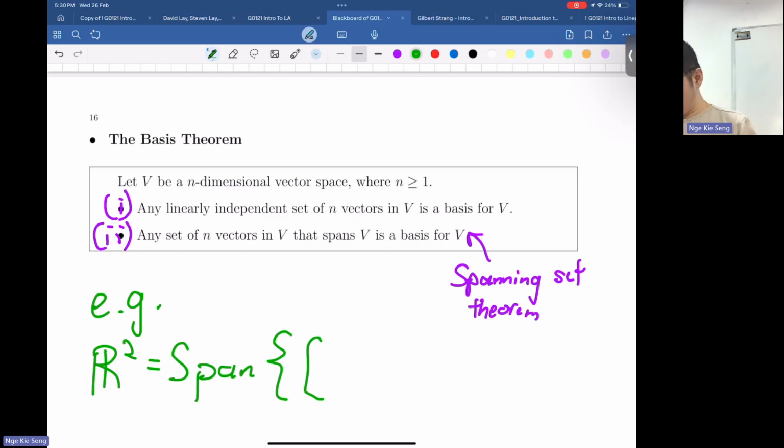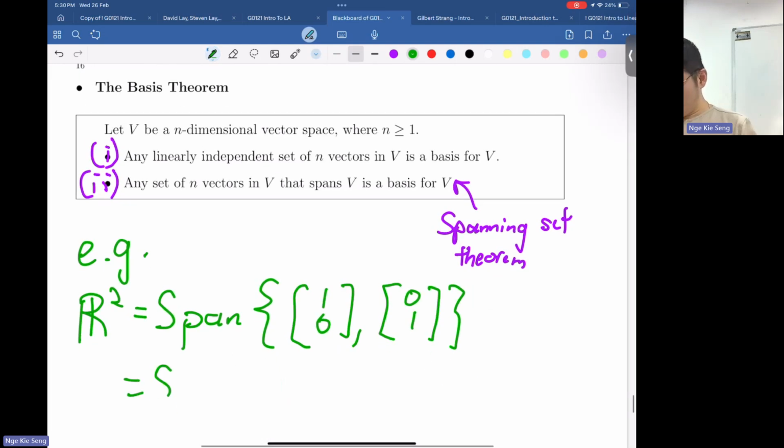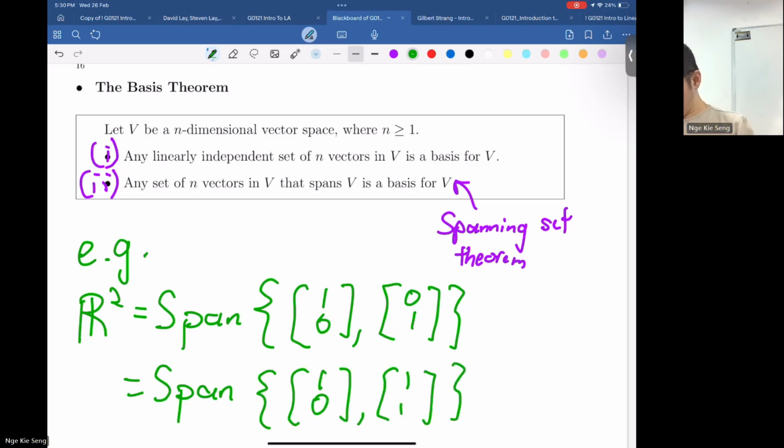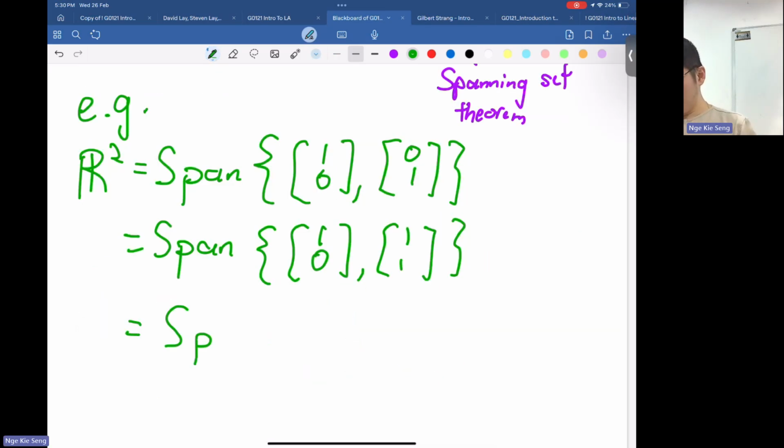Okay, so we have a lot of choice. For example, for R2, we can use the standard basis, (1,0), (0,1), or we can do a variation, for example (1,0), (1,1) like that. Or a lot, there's a lot.